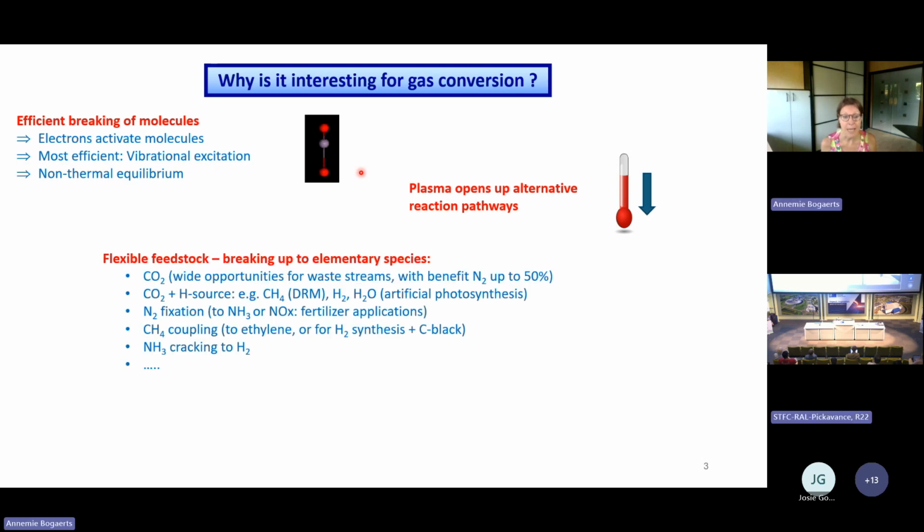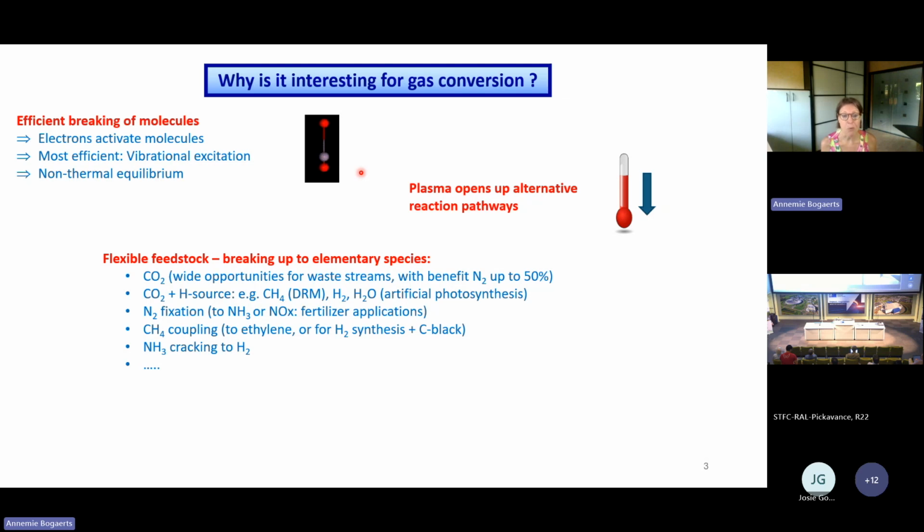Plasma allows a flexible feedstock, and it breaks up the feedstock into its elementary species. This includes CO2 with wide opportunities for waste streams, and it can even be beneficial to have nitrogen present up to 50%. Often in emissions, there's a lot of air or nitrogen present. But we have seen that this can even help to improve the CO2 conversion.